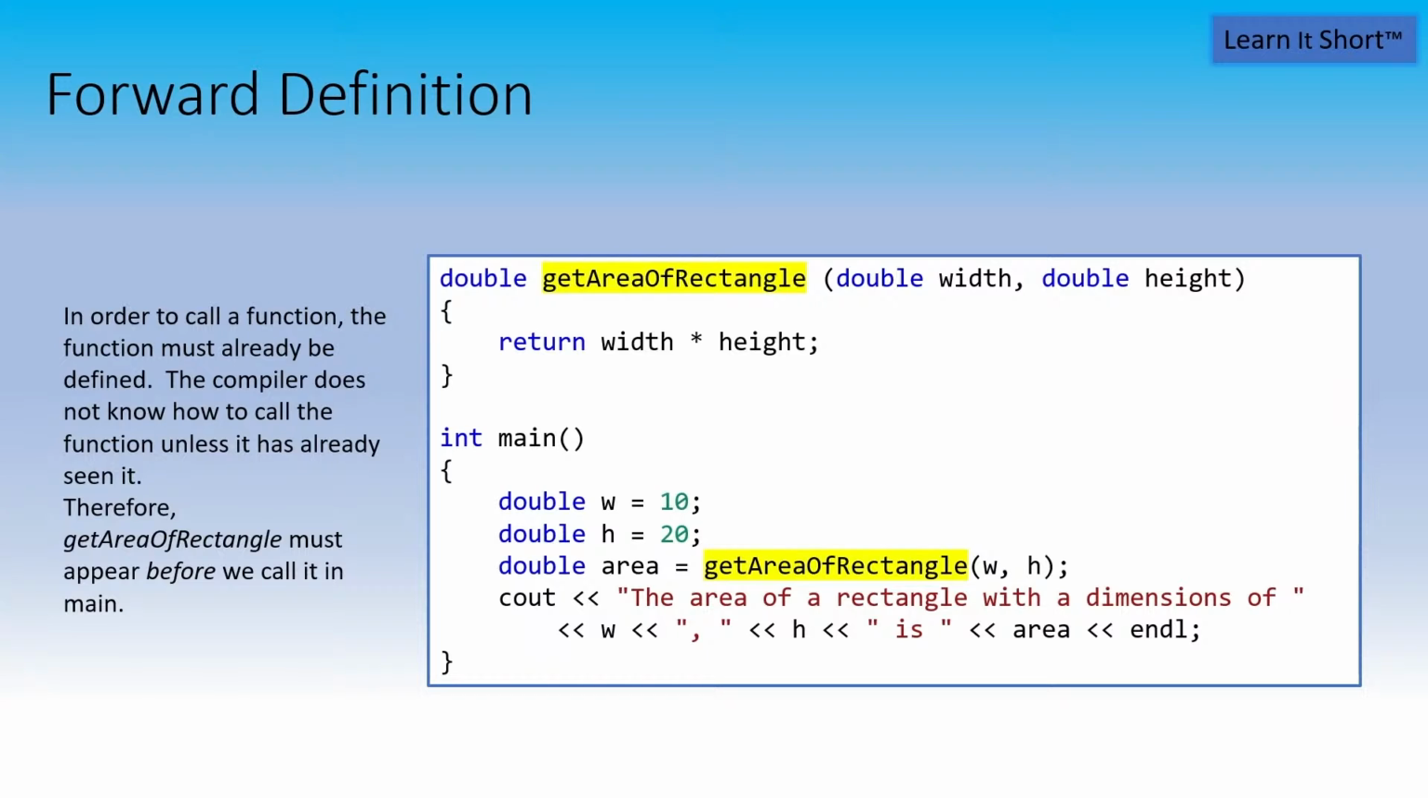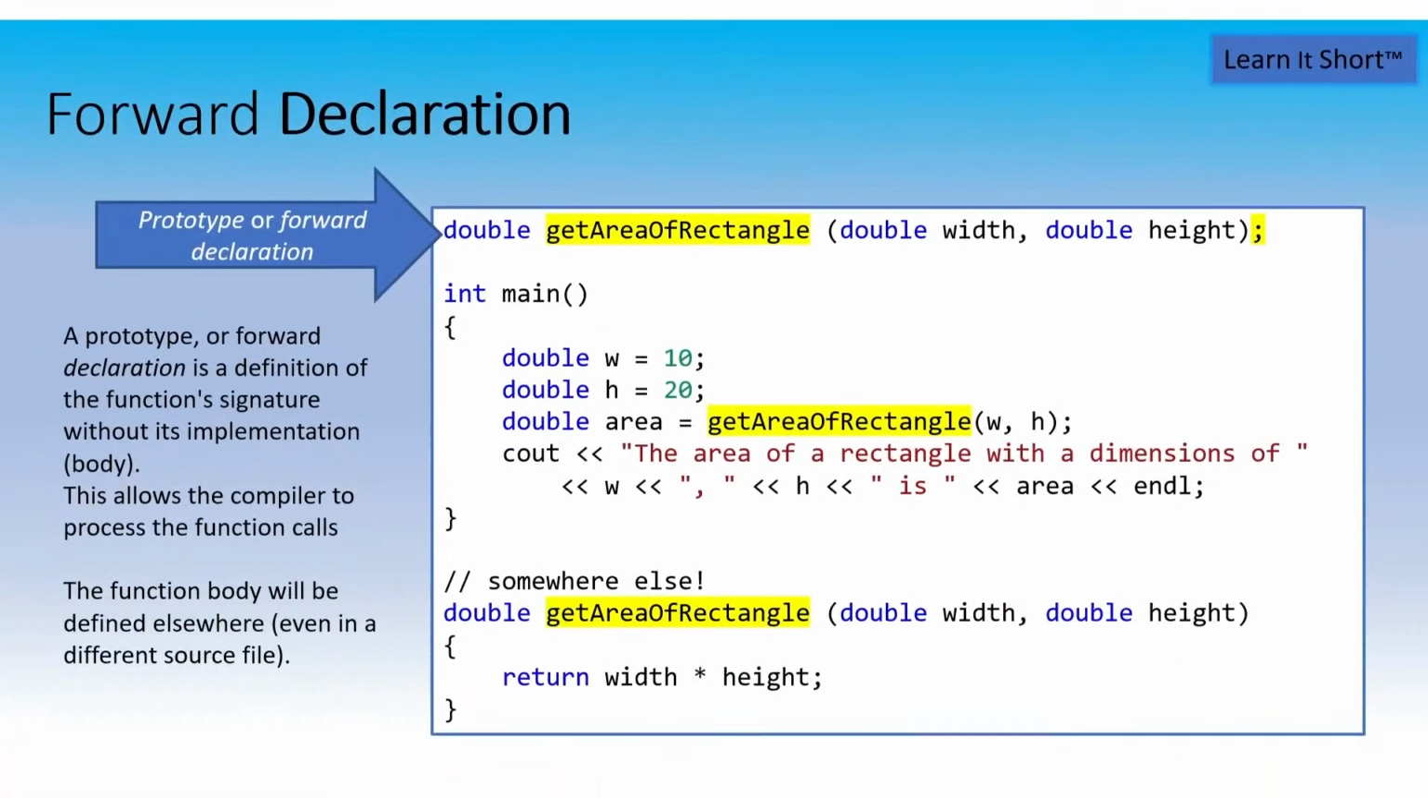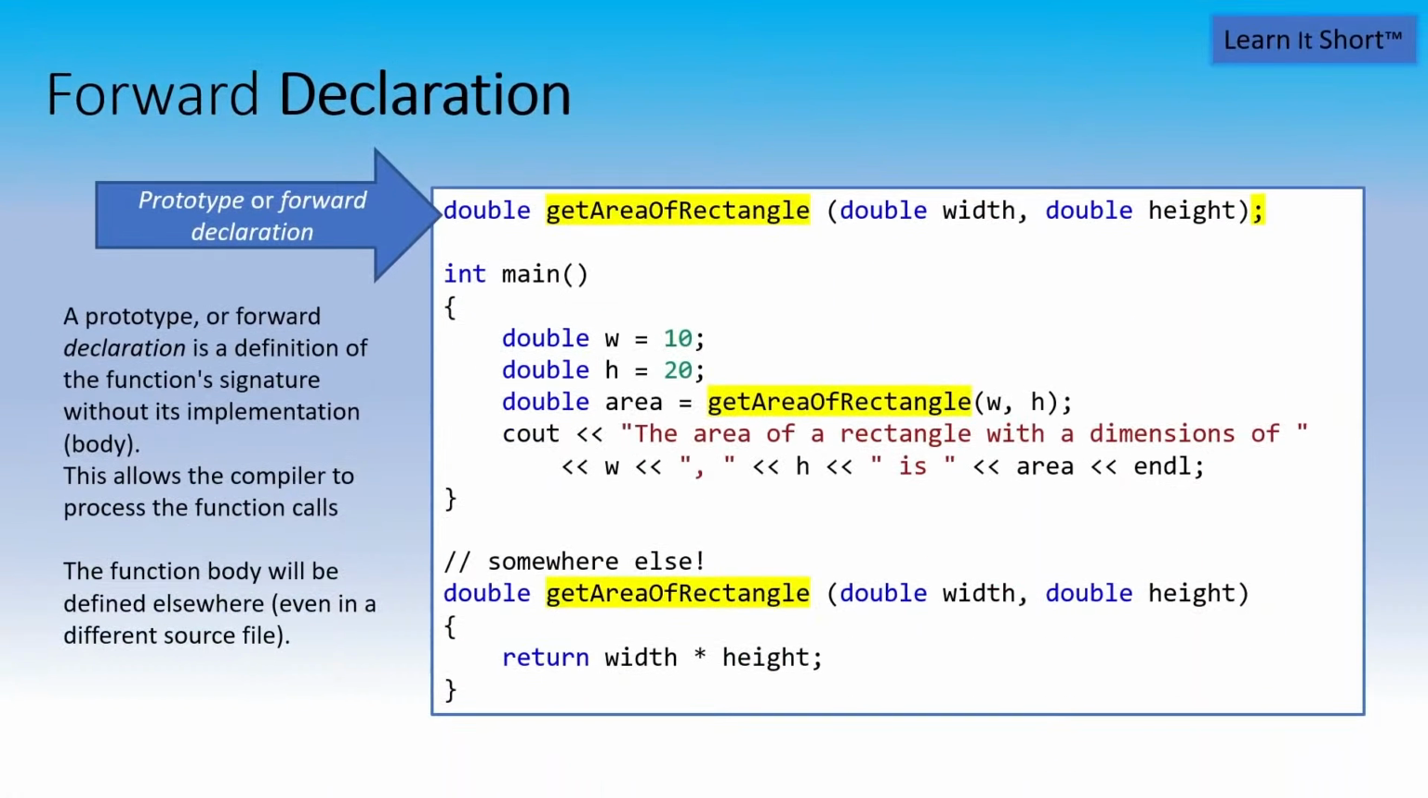Now that may not seem very practical. So in a realistic sense, what we want to do is do a forward declaration. So instead of implementing the function and the function body prior to where we're calling it, we're going to implement what we call a prototype or forward declaration. Notice that the function ends with a semicolon rather than ending with the function body, the open and close curly brace. So what you see at the top is the forward declaration.